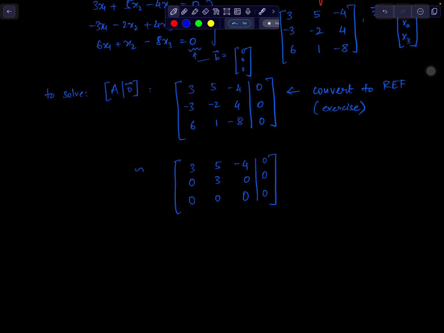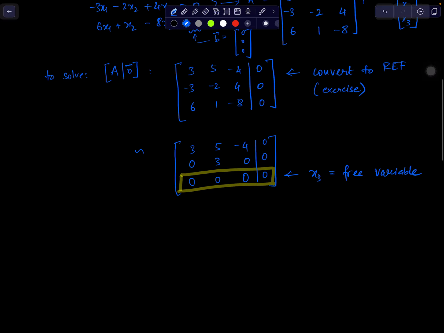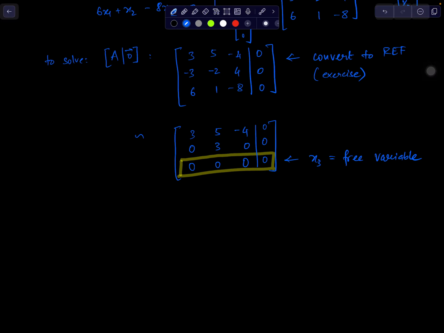But now, what is it that you observe? You see that you have a row of all zeros, right? So a row of all zeros tells you that x3 is a free variable, right? That's the important conclusion from there. And so how can you write the solution? Well, if we read through all the rows, the first one tells you that 3x1 plus 5x2 minus 4x3 is 0.